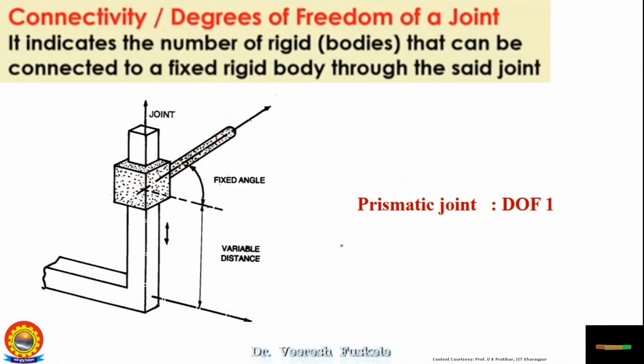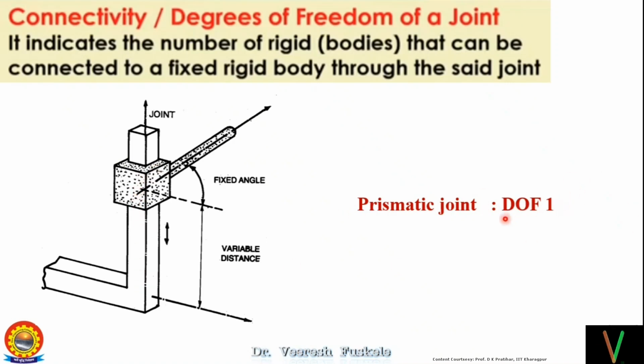Degree of freedom we'll discuss shortly. This is the first type of joint, known as the linear joint or the prismatic joint. These are also called sliding joints. You can see this is the input link, this is the output link, and this is the joint. This angle is fixed, so it cannot rotate, but it can only slide up and down. That's why it is known as the sliding joint or the prismatic joint. The motion of this joint is only in one direction, so the degree of freedom is 1.